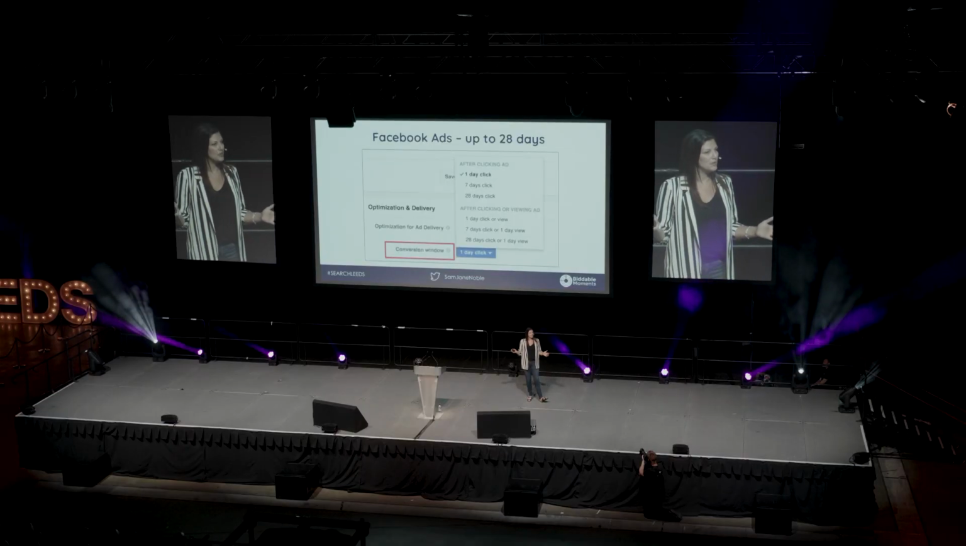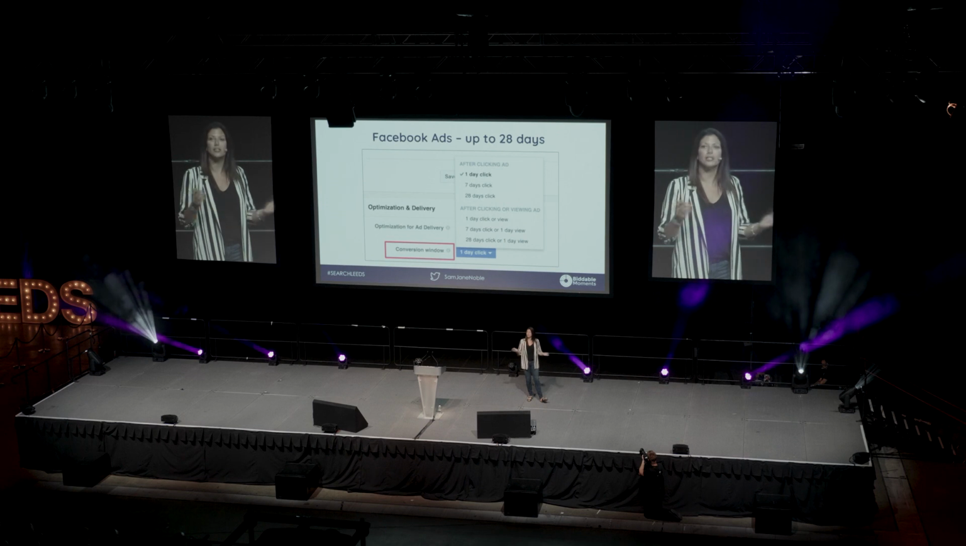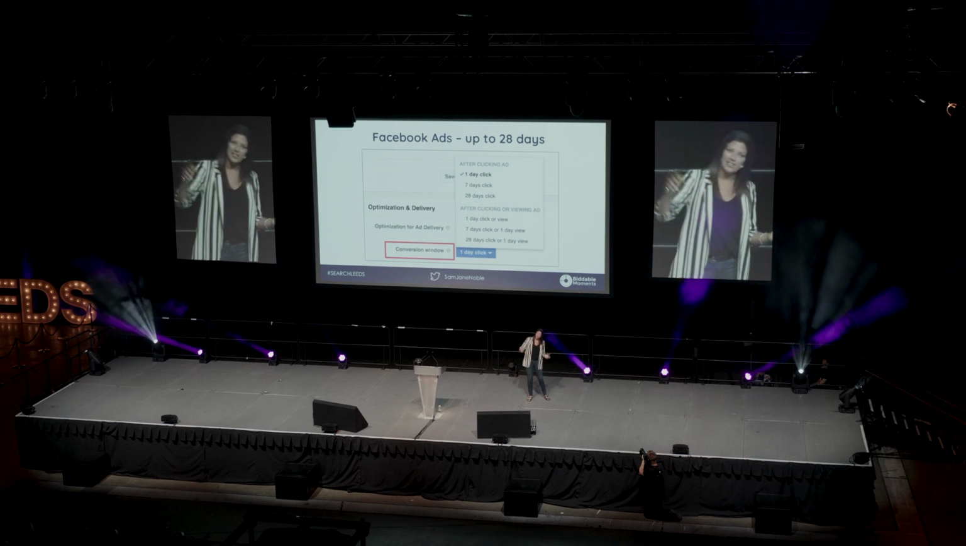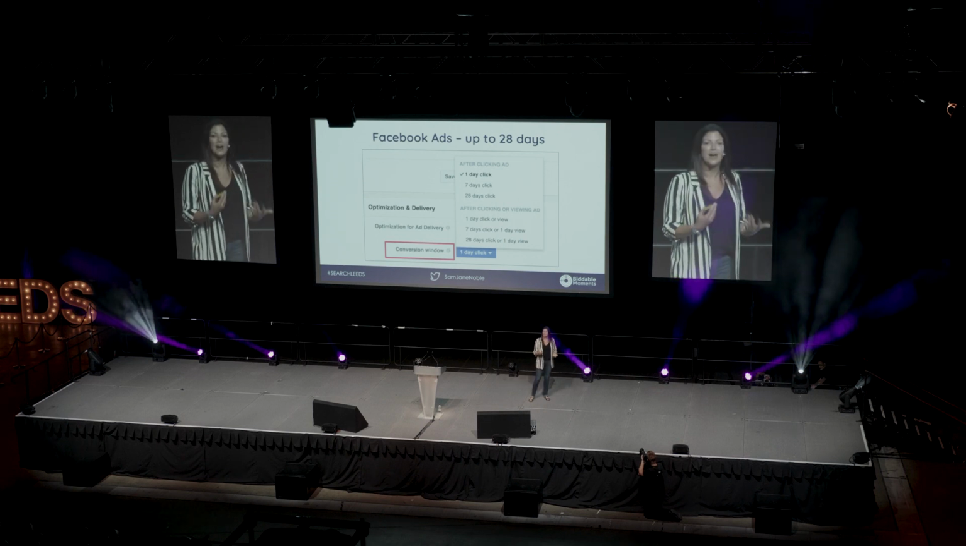So a conversion window on Facebook basically means it will drop a pixel and say, this person's been on the website, and if they come back within a 28-day window and convert, regardless of what channel they've come back on, Facebook will then attribute the conversion back to the ad that was clicked. So we've got 28 days on Facebook. Now, Google give us 90 days. So the look-back window is 90 days.